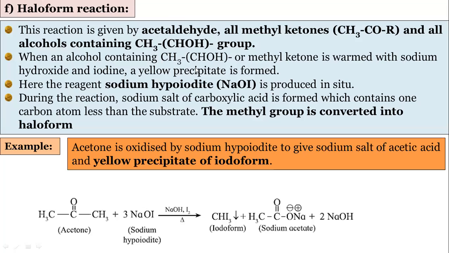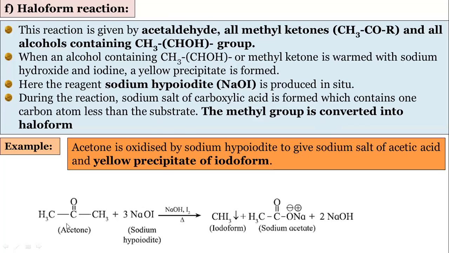When an alcohol containing the CH3CH(OH) group or a methyl ketone is warmed with sodium hydroxide and iodine, we get a yellow precipitate. This yellow precipitate is called haloform. This reaction takes place in the presence of sodium hypoiodite solution, NaOI. This NaOI is highly unstable. It is prepared in the laboratory at the time of reaction. It is called in situ; it is prepared in situ.